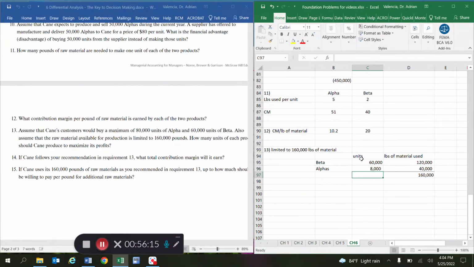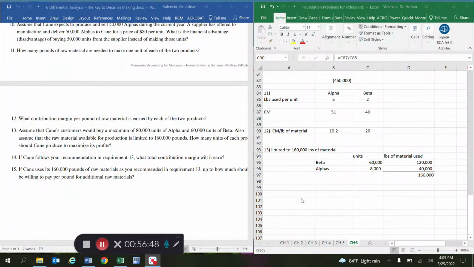And I know it doesn't seem initially clear why we do this, but if we had no constraints on the material, we would just make alphas, okay? Max out alphas and then make betas. But this is a different scenario. Here we are now limited in terms of the material, and since beta uses so little material relative to alpha, on a per pound basis, beta is the one to make during a constraint scenario of materials. Okay?